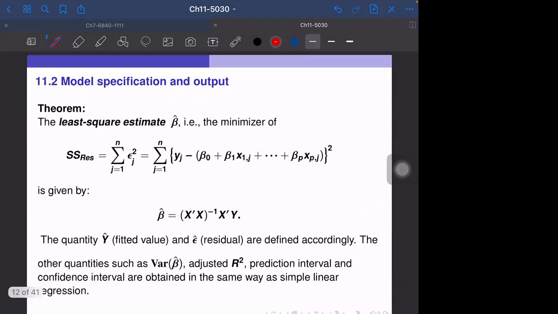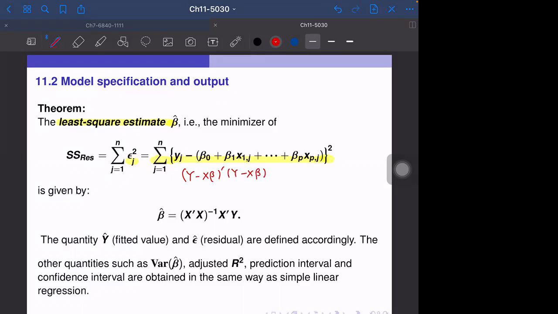Now the least squares estimator. We would like to discuss how to estimate beta, and the least squares estimate beta hat is the minimizer of the sum of epsilon j squared. That is this term, which includes the square term and the summation. It can be written as y minus x beta, transposed, times y minus x beta.